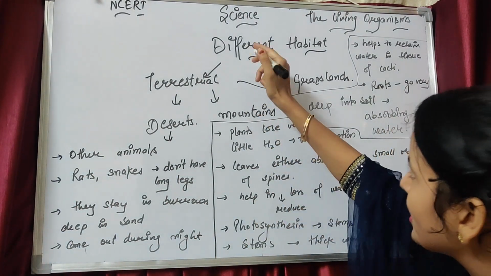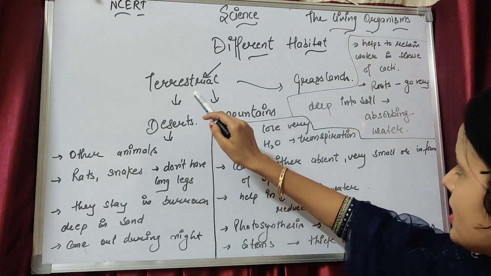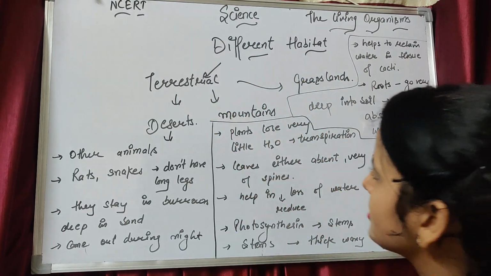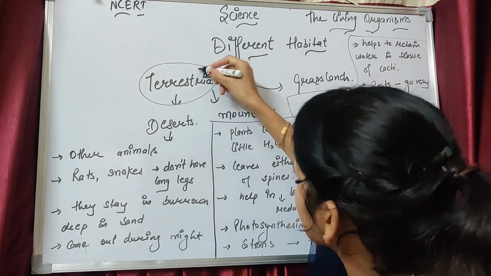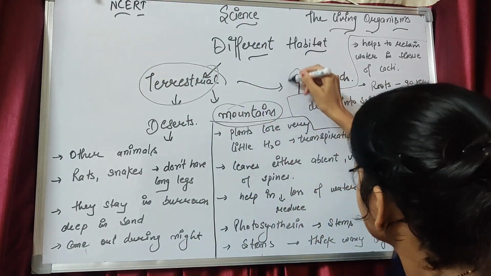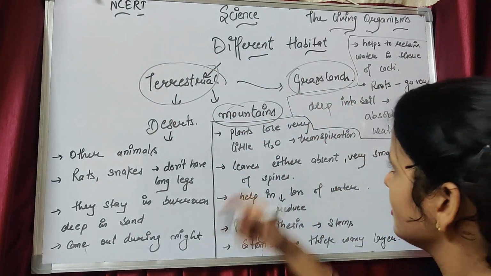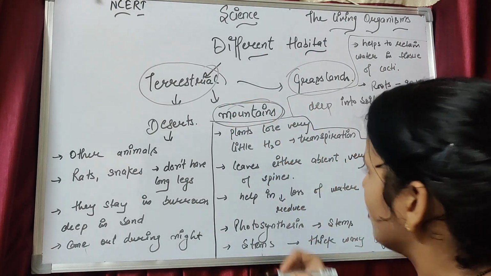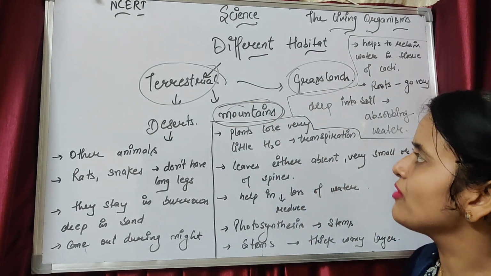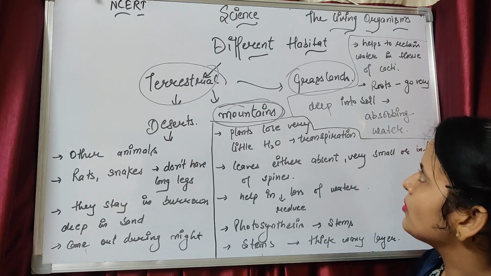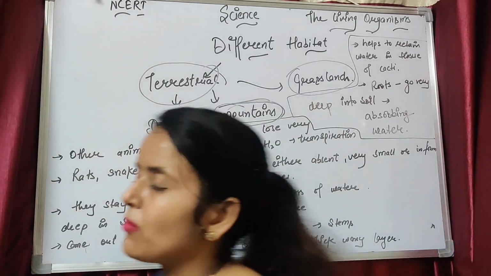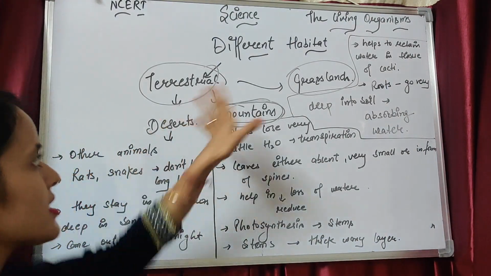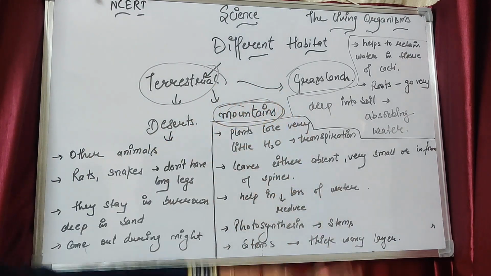So yes, there are different kinds of habitat. First is terrestrial, mountains. These are the different kinds of habitat: terrestrial, mountain and grassland. So we will discuss all three different habitats today.